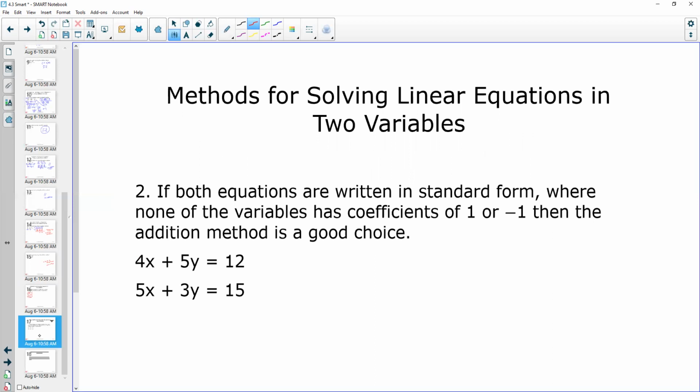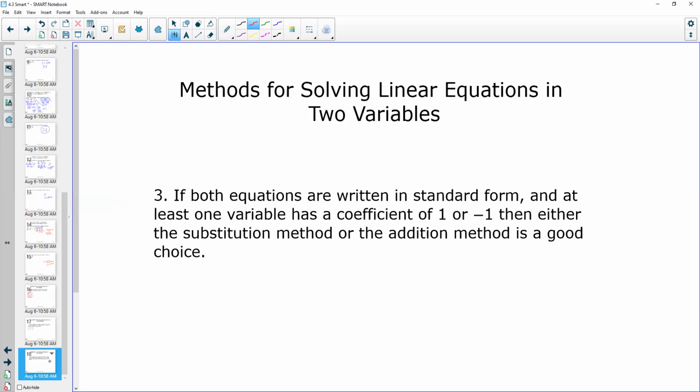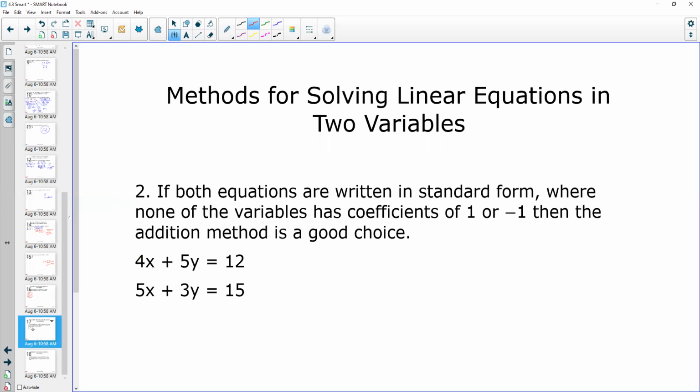If both equations are written in standard form, then I can use addition and I can multiply both the top and/or the bottom by a value and a sign, a negative if needed, to make one of the variables drop away. If both the equations are in standard form and at least one of the variables has a coefficient of 1 or -1, then either method works. Like you could have reorganized these two equations to make substitution work. It's just going to be more complicated. And that's okay if that's the form you want to use most. I know for me, in a situation like this where all the variables have coefficients, addition is sometimes easier, but do what makes sense for you.